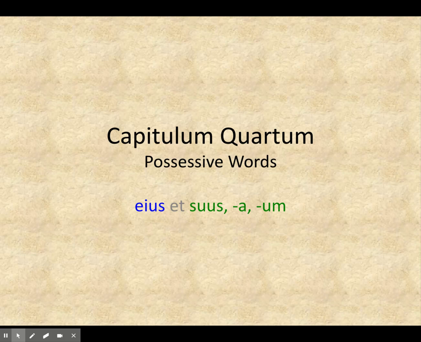Now, notice eius begins with the letter E. So like eum and eam, it's going to be a pronoun. So it's a possessive pronoun. Notice the ius at the end, eius, kind of looks like the question word cuius, which is a possessive question word. And suus, you see I've listed in green.